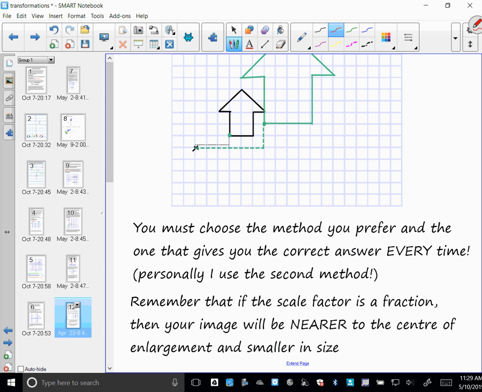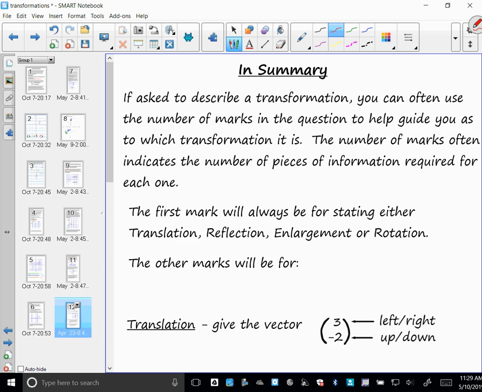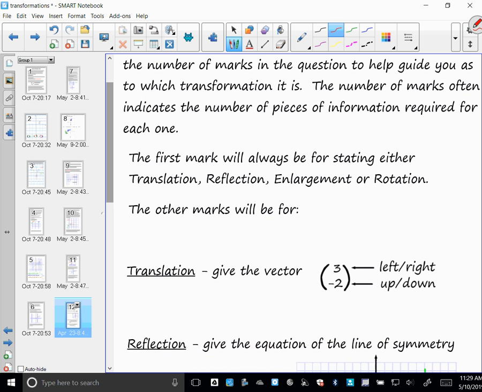Okay, there's the end. So, this last page here is the page mainly talking about when you're asked to describe transformations. Okay? So, if you are asked to describe transformations, you're going to be given 2 shapes and told that one's your original, one's your image. How did you get from that? So the first decision is, was it a translation? Was it a reflection? Was it an enlargement? Or was it a rotation? So one of your marks for that question will be writing one of those words. Do not forget to write those words.